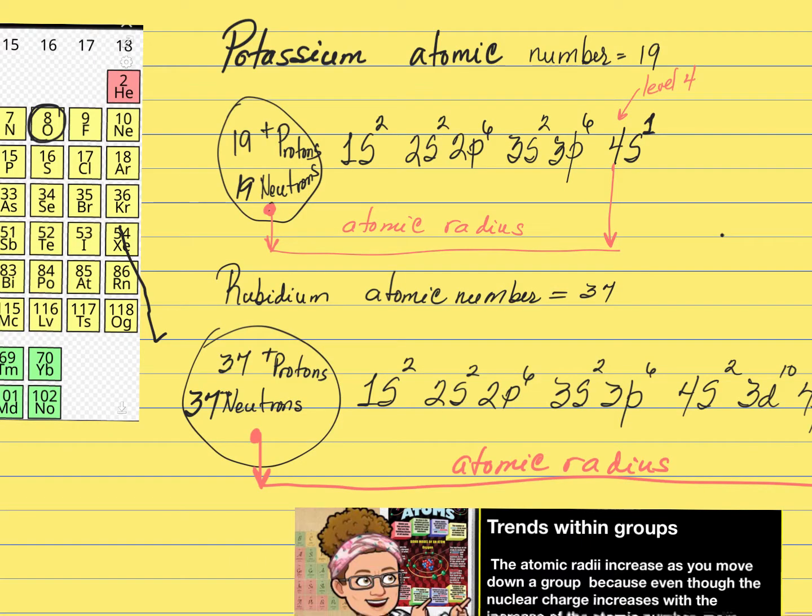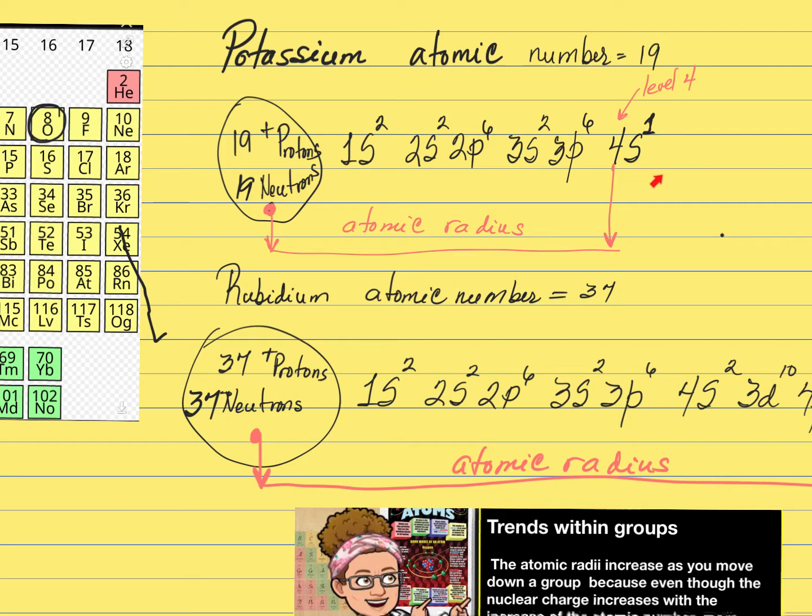How is the atomic radius behaving in a group? For example, over here we have potassium. Potassium is located in group 1, period 4. And you know that because over here you have the electron configuration. The atomic number of potassium is 19. So in the nucleus, you're going to find 19 protons. In a regular atom, you're going to find 19 neutrons. And then you have 19 electrons that you have to organize in the electron cloud.